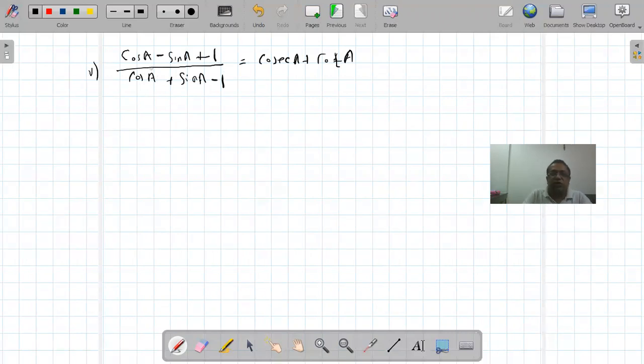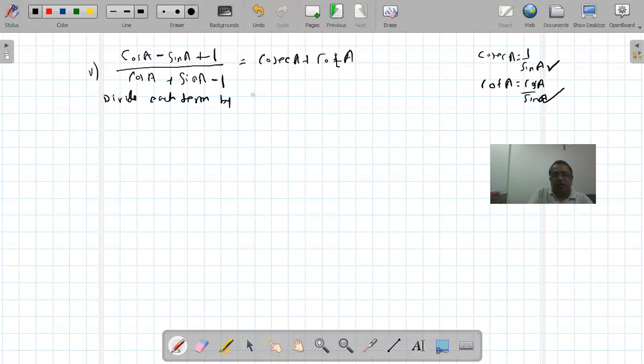Now, the left side is already in sine cos and the right side is in cosec cot. So what we need to do is convert this in terms of cosec and cot. Now, if you remember, cosec is the reciprocal of sine, and cot is the ratio of cos and sine. So what is common here is sine. Sine A is common in the denominator, right? So I'm going to divide each term by sine A.